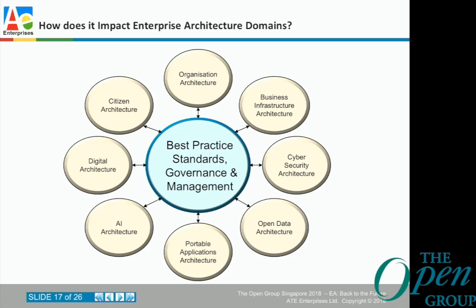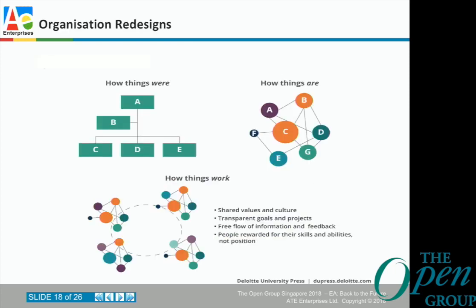Open data, cybersecurity, all sorts of different domains are coming that we need to address. And then our organisations are all being redesigned. Deloitte's done an awful lot of work in this space. They said this is how things were up at the top, and this is how things are now, all interconnected. And this is how things work. All interconnected. We're all interconnected. What does that mean to enterprise architecture?